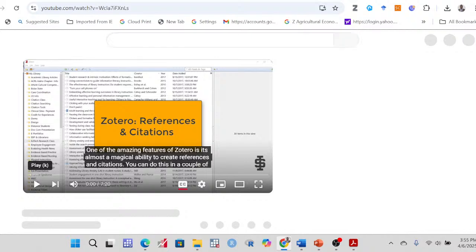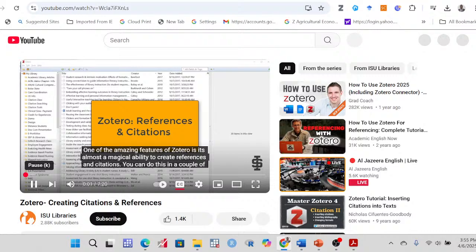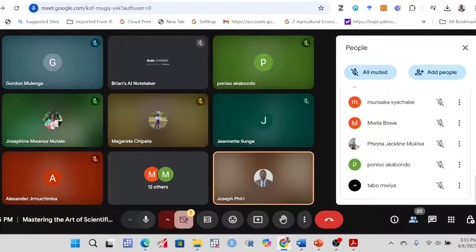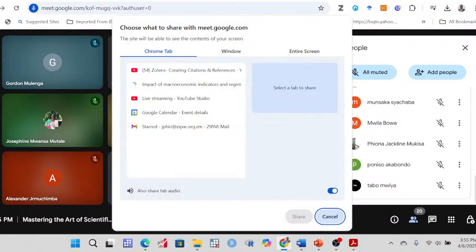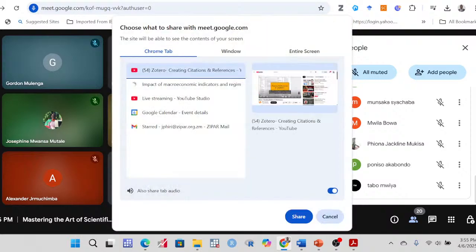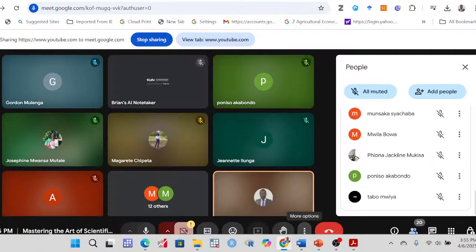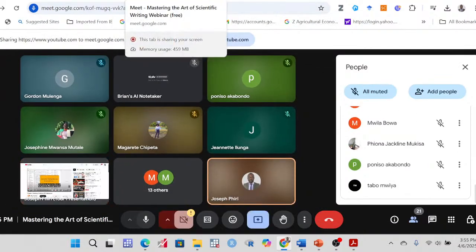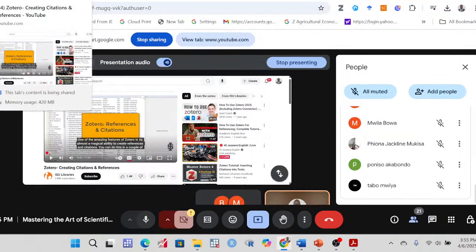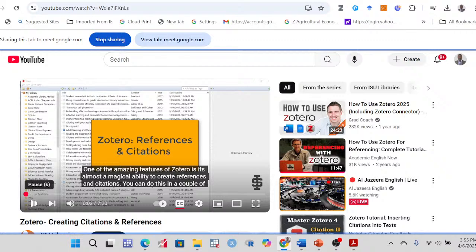Okay. One of the amazing features of Zotero. Okay, so let me just come back and then I stop share and then I share the video for our benefit as we wrap up. There you go. Zotero is its almost magical ability to create references and citations.